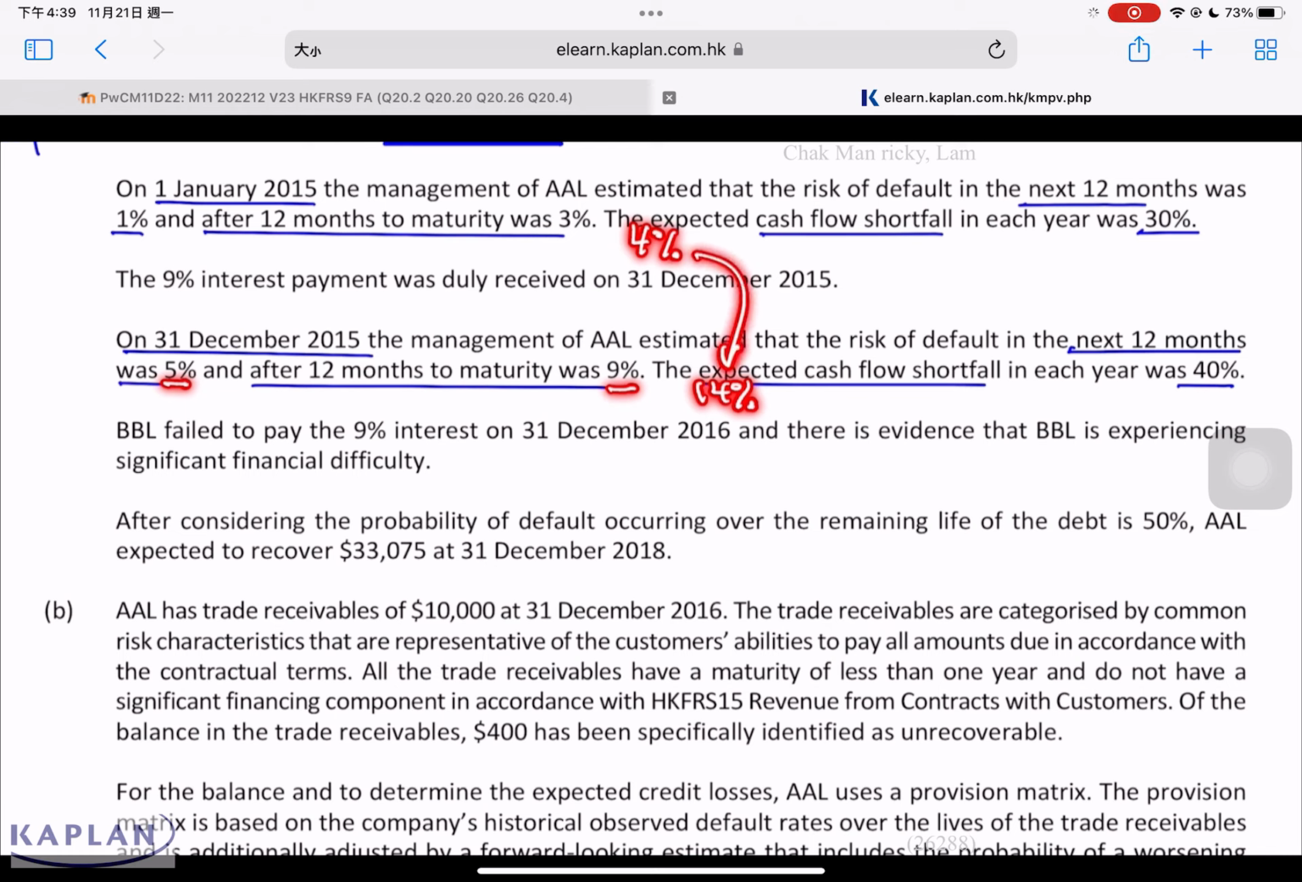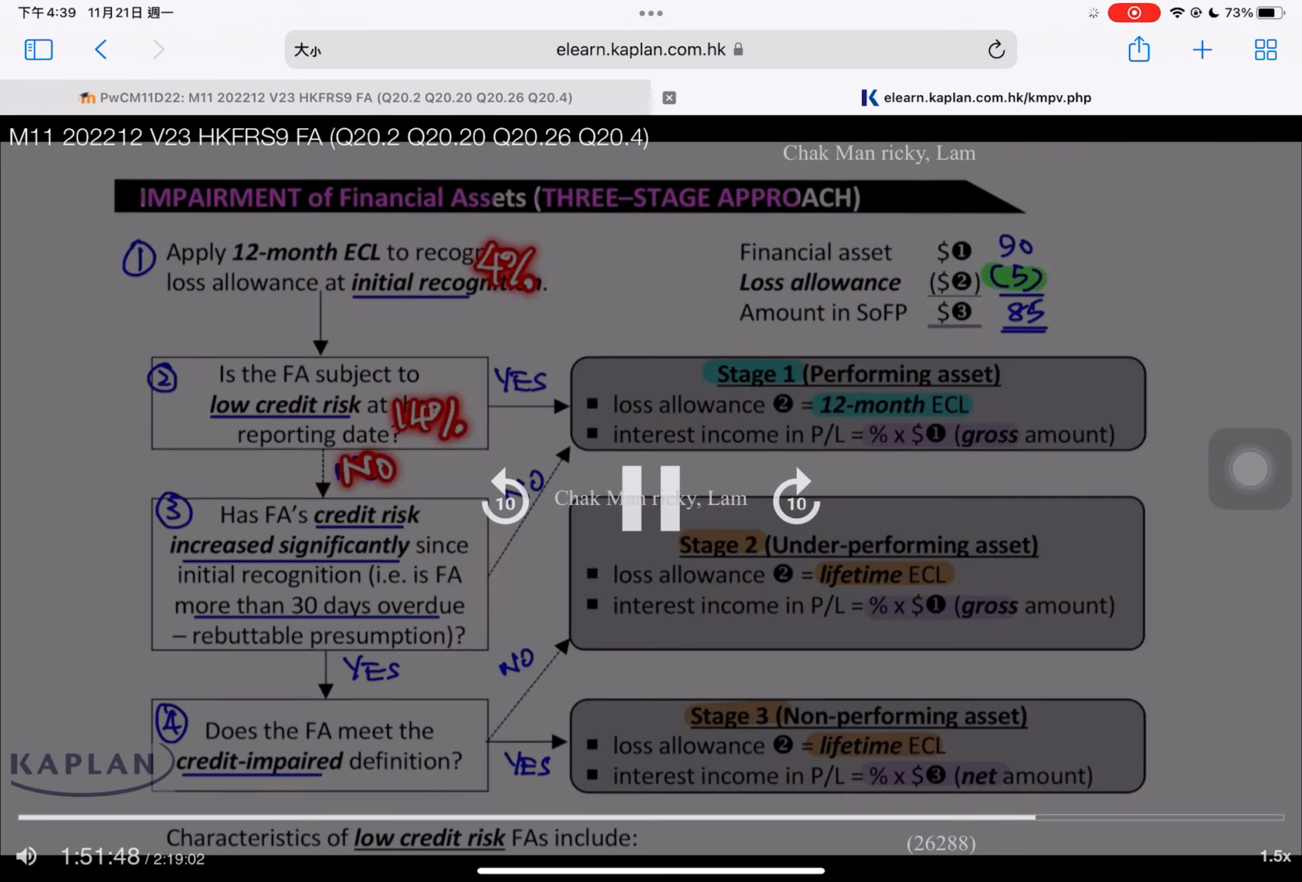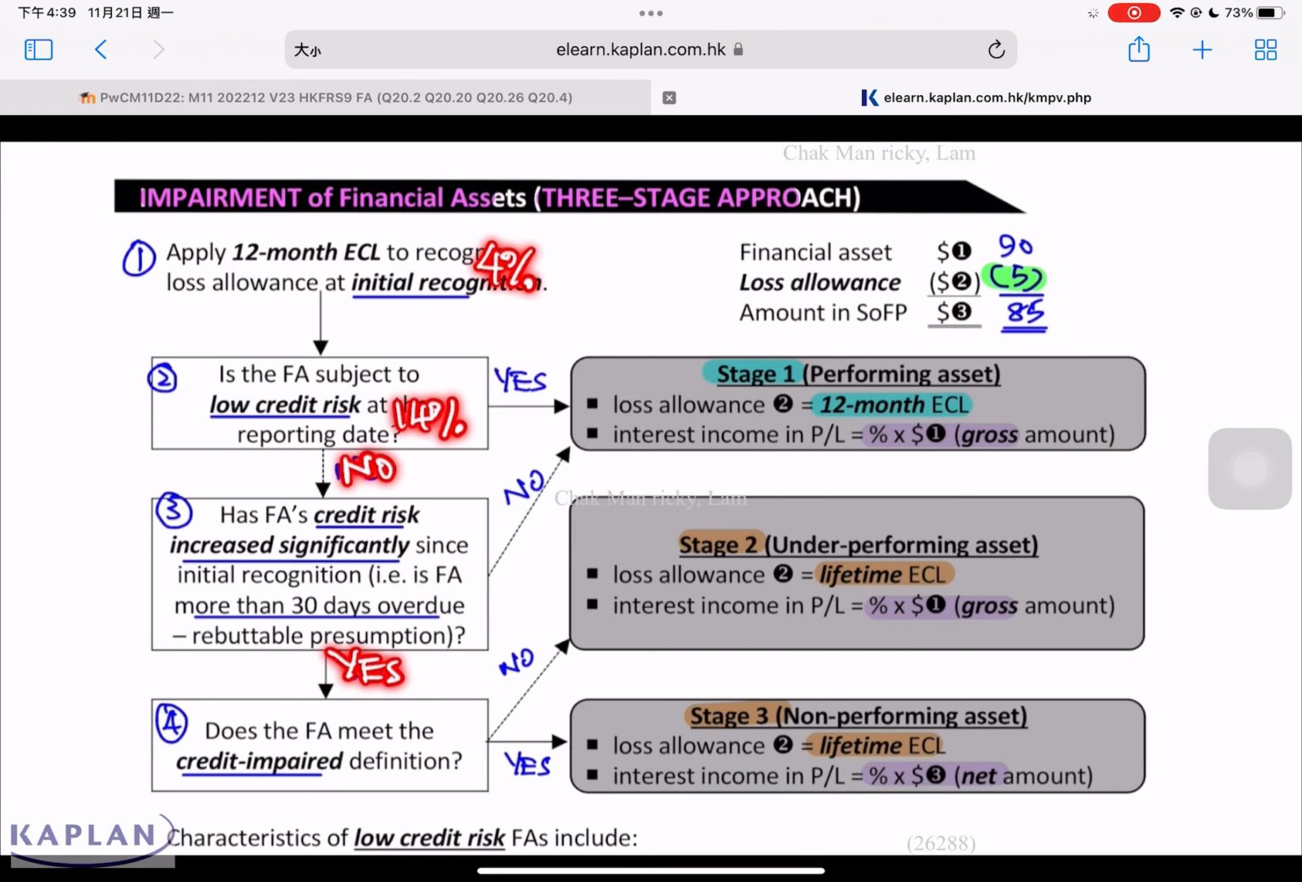Answer is yes. But is there any evidence of impairment? So far there's no evidence of impairment. Initially it's 4%. At the year end it's 14%. We cannot say the 14% is considered as low. It's not low. If it's not low, have the credit risk increased significantly? Yes. From 4% jump to 14% is considered a significant increase.